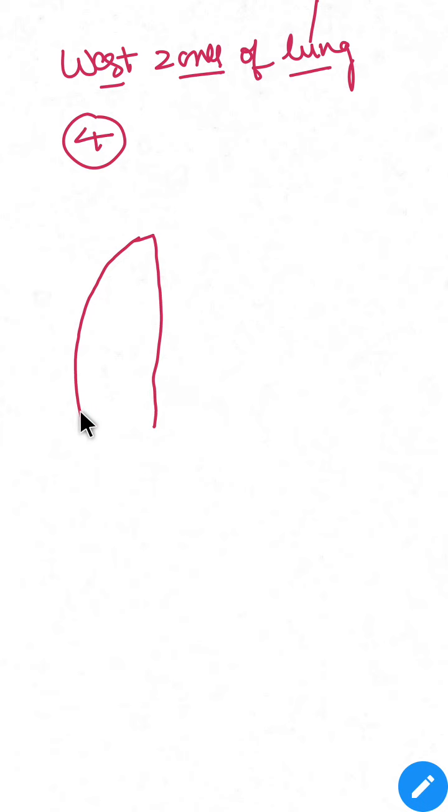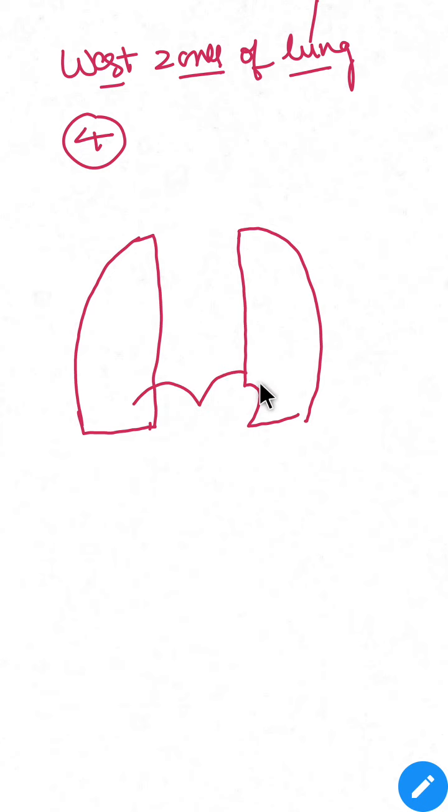This is right lung. This is left lung, right? So in between we have heart. Don't worry about the way I drew it. I just want to make you understand, okay? This is apex, right?